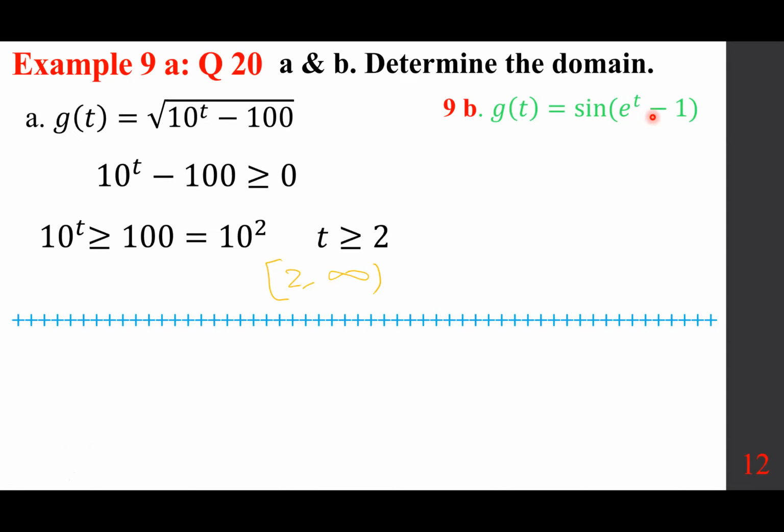For this one, what is the domain? I hope you remember y equals sine x. The domain is all real numbers. And then e also has no restriction. So if you think of this as x, sine x, remember the domain for x was all real numbers. Therefore, you're interested in the domain of e to the power of t minus 1, which has no restriction. Exponential functions have no restrictions on the domain. Therefore, all real numbers.